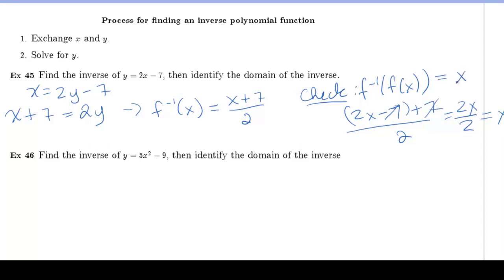We can check it the other way as well by plugging the inverse into the original function and making sure that we get x as well. You should. The other thing we want to talk about is what is the domain of this new function. You look at this function, you say, okay, this is a polynomial, so it should be all reals. But the other thing that we have to be careful of here is that the domain of the inverse is the range of the original function.